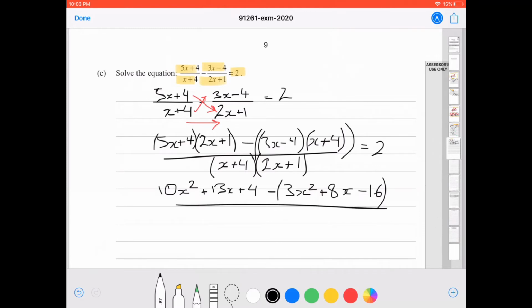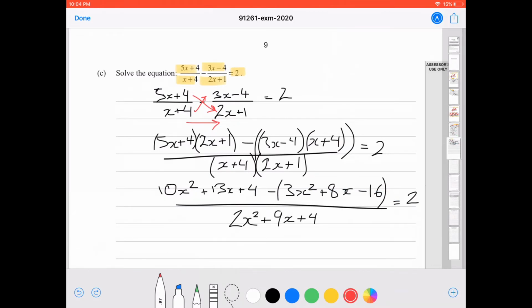This is all over, and we can expand our denominator: 2x squared plus x plus 8x is plus 9x and plus 4, and again this all equals 2. Let's expand this bracket and collect like terms at the same time. We will also be multiplying by 2x squared plus 9x plus 4 in order to cancel out our denominator. Effectively, we're going to be taking it to the right-hand side.